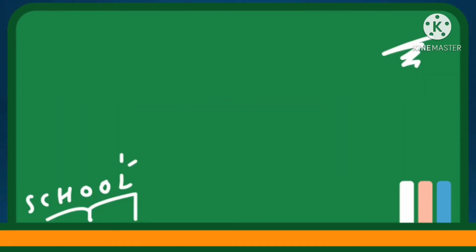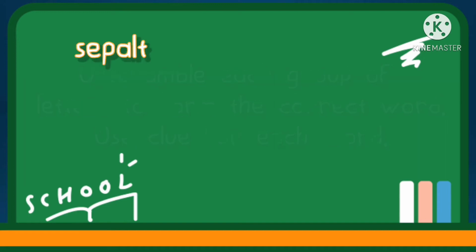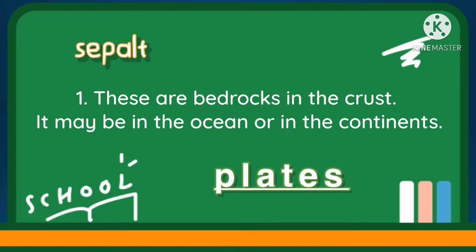For our drill or energizer, you are going to unscramble each group of letters to form the correct word. Use the clue for each word. Number 1, these are bedrocks in the crust. It may be in the ocean or in the continents. Alright, the answer is plates.